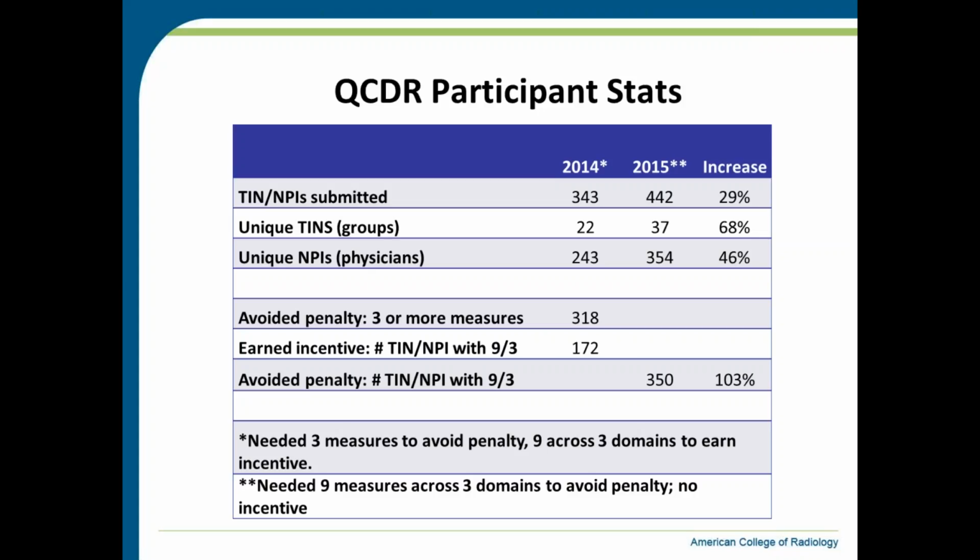So it's very important that we help our radiologists be successful in meeting these PQRS reporting requirements, especially with the increase in reporting standards. And then just one other point to note on this slide is that in order to avoid the penalty, 350 of our 442 applicants were successful, meaning they avoided a negative payment adjustment.